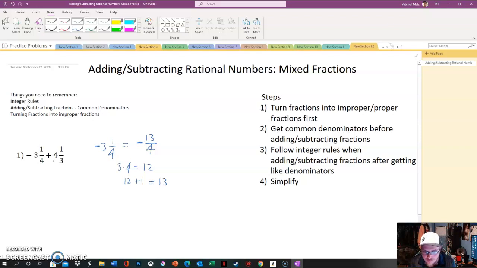Now, let's do the same thing for 4 1/3. Remember, this is an addition sign. This is not the sign of the number. You notice there is no sign, so this is technically a positive 4 1/3. So you don't have to worry about that. So let's do that for the second one.